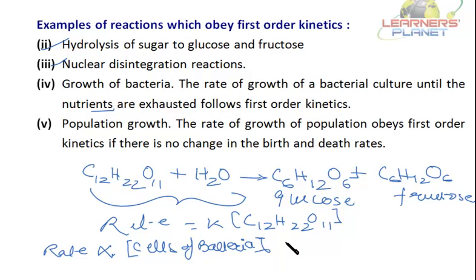So if we start with 2 cells of bacteria, it undergoes binary division. Right? So the rate of the reaction depends on the number of cells of bacteria. So the growth of bacteria follows first order kinetics. Even the population growth. The rate of growth of population obeys first order kinetics if there is no change in birth and death rates. So these are very important ones, students. These all obey first order kinetics. And the rate constant or the half-life can be calculated by using the equations of first order kinetics.